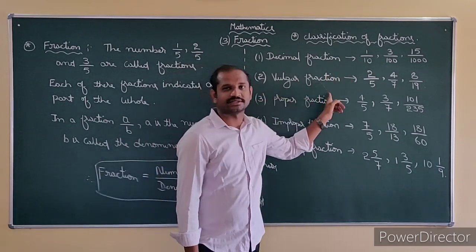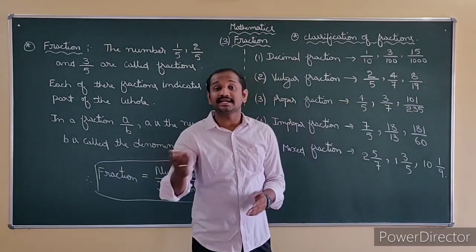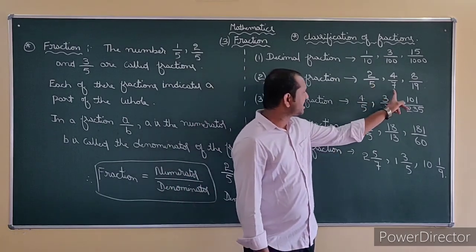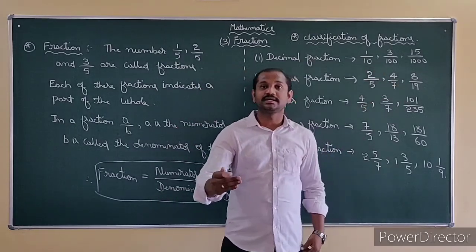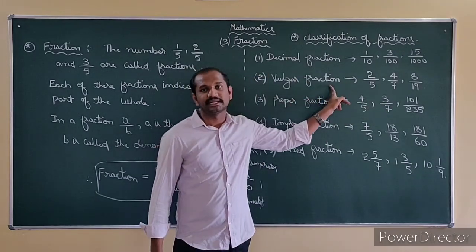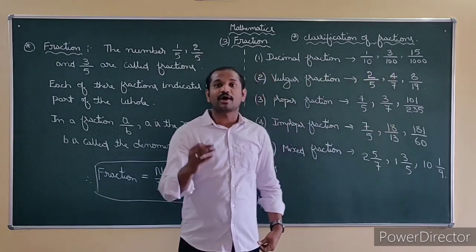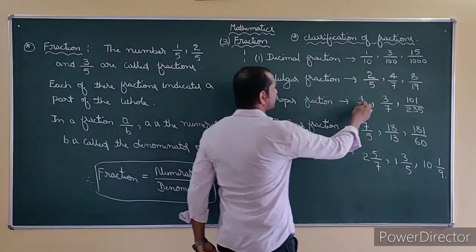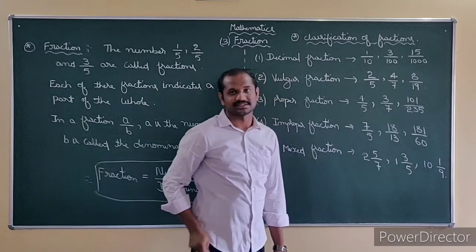Next we have vulgar fraction. What do you mean by vulgar fraction? Denominators other than 10, 100, 1000, 10,000, like for example 5, 7, 8, anything else other than these, those fractions are called vulgar fractions. Understand? So decimal fraction means denominators will always be 10, 100, 1000. And vulgar fraction means denominators other than 10, 100 and 1000.